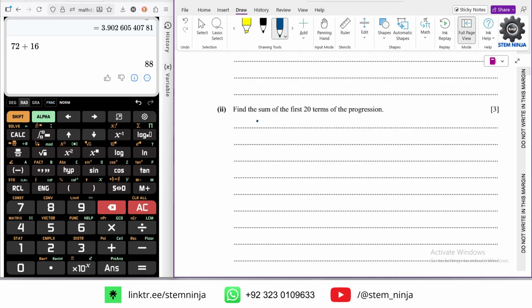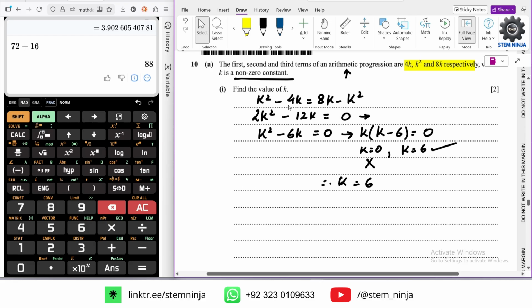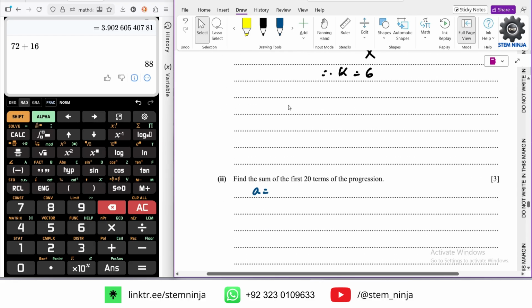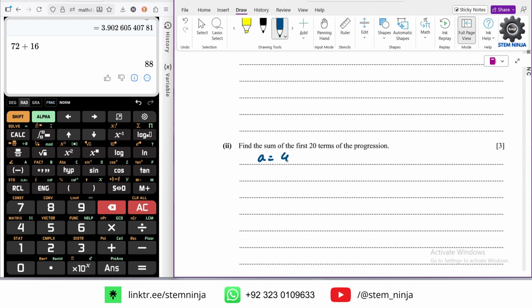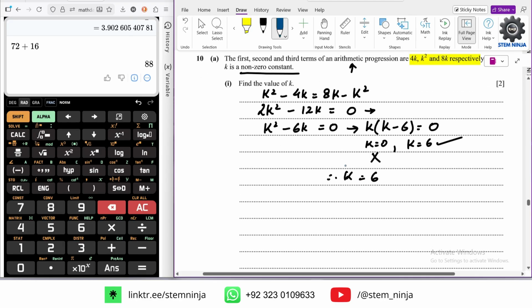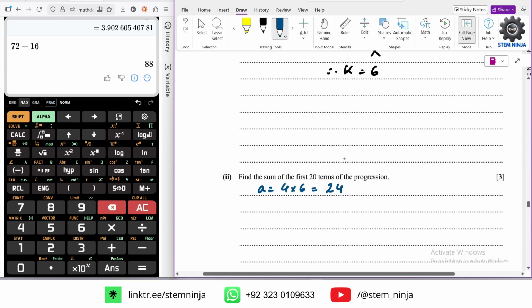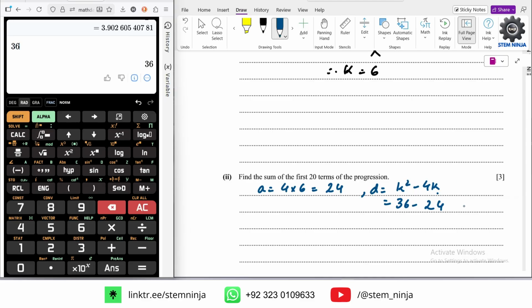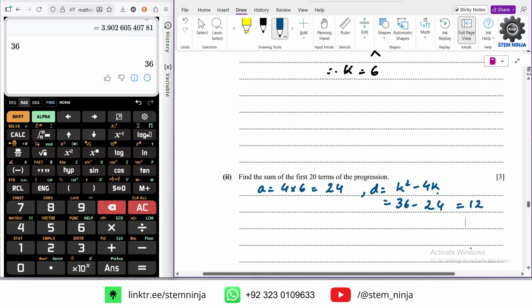Okay. So a is equal to 4k, so 4 times 6, 24, and the common difference is k squared minus 4k. So 6 squared, 36, minus 4 times 6, 24. So this is 12 basically, right? Okay.